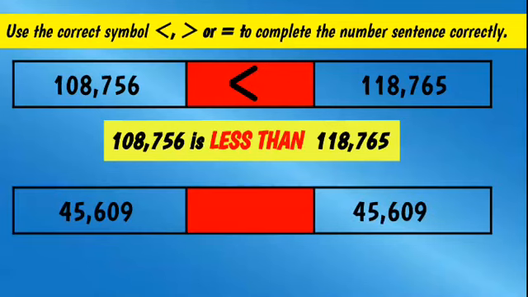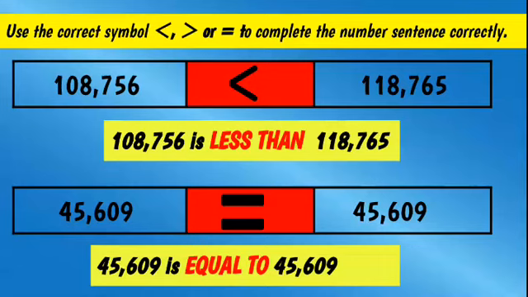Now last, 45,609, is it less than, greater than, or equal to 45,609? Both numbers are equal. So 45,609 is equal to 45,609.